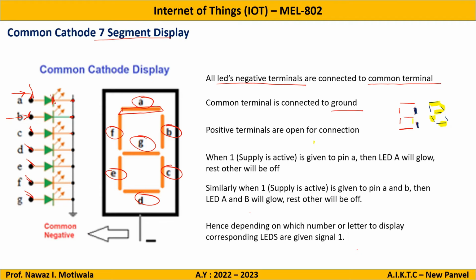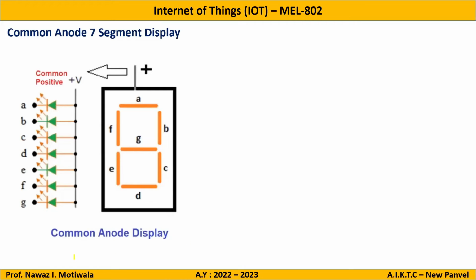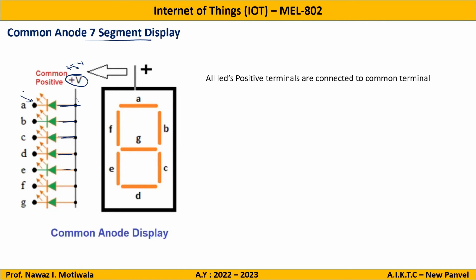Now on the other hand, if you talk about common anode, it's exactly opposite. Now here you can see that again there are 7 LEDs, so it is known as 7-segment display. Why is it known as common anode? In this, all the positive terminals, you can see here in the diagram, are connected to one common, and that common is connected to plus 5 volts or a positive voltage, and the negative terminals are open for connections. So here it is written, all LEDs' positive terminals are connected to a common terminal, and that common terminal is connected to positive, and negative terminals are open for connection.